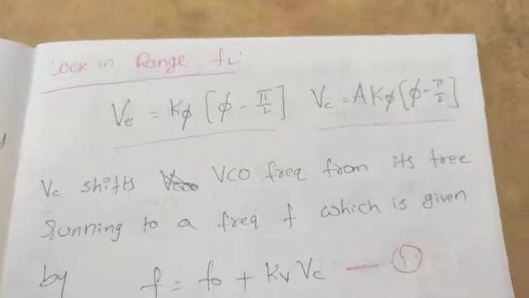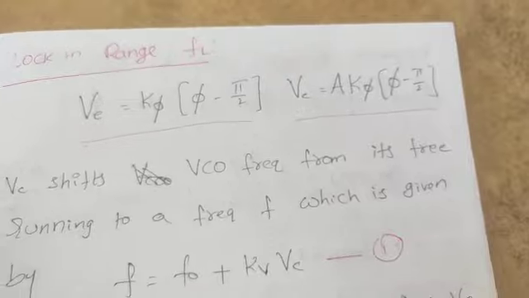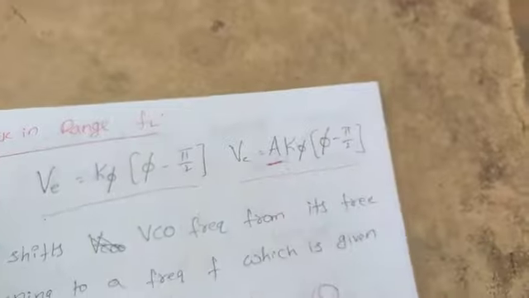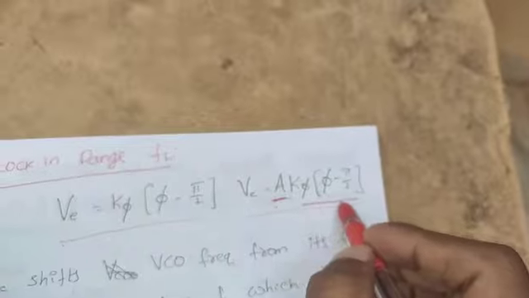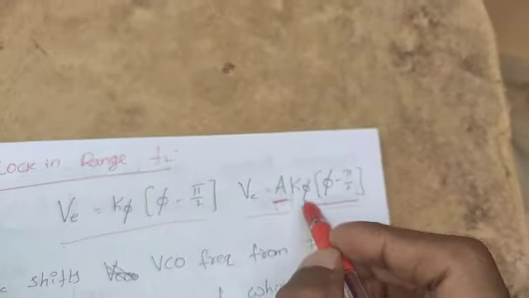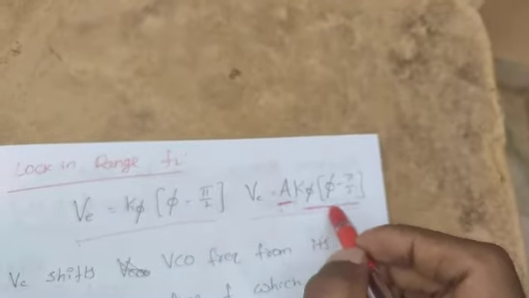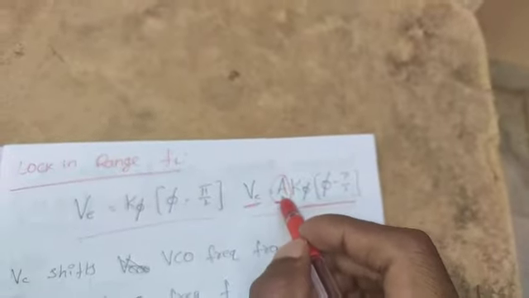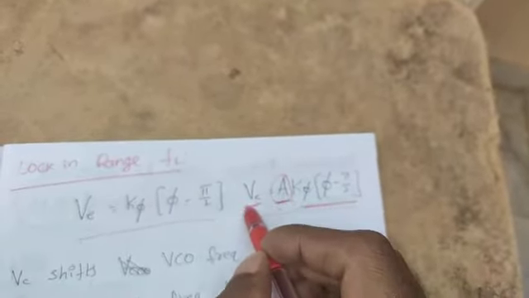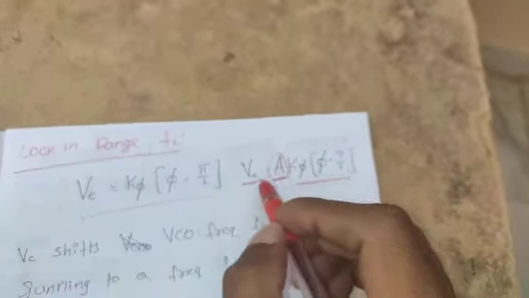Okay, so once you get the error voltage, it passes through the amplifier, where A is the gain of the amplifier. The output of the phase detector passes through the low pass filter and then through the amplifier. The output of the amplifier is the gain times the input signal. This is the control signal.